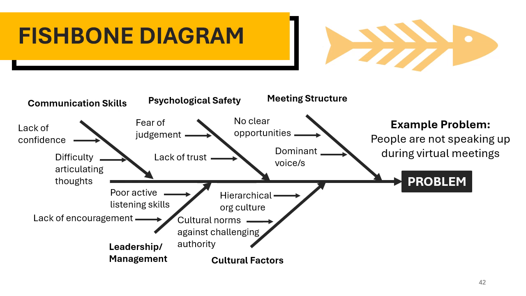Psychological safety might mean that there's a fear of judgment. There might be a lack of trust among team members. Meeting structure, there might actually just be no opportunities to speak, or there might be a few people who are really dominating the meeting. As you can kind of see as you lay out all of these different causes, they are quite different, but it starts to make sense of them in a more understandable way.